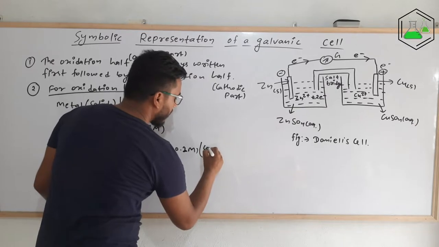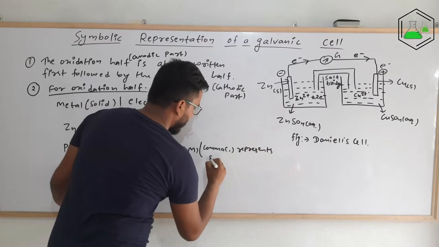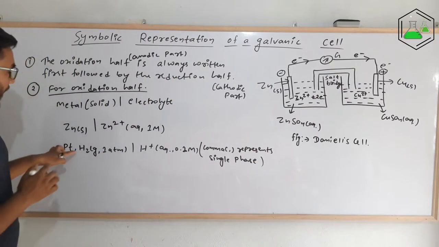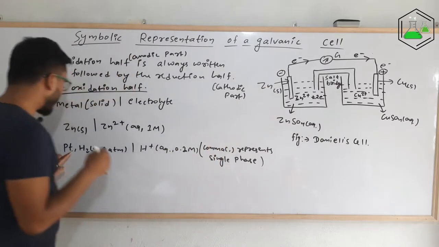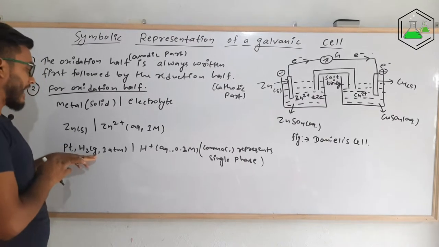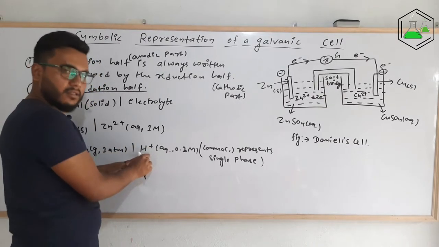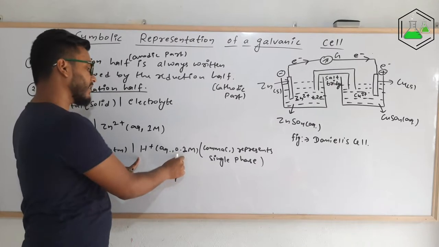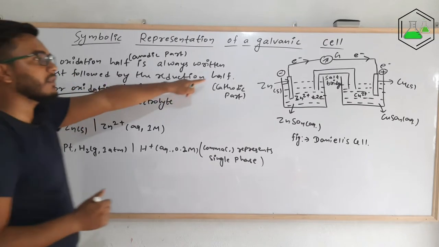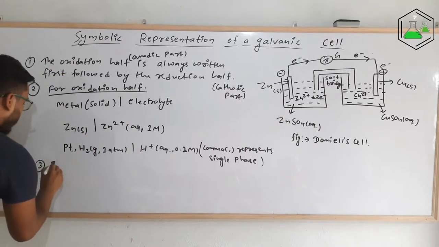Let me write over here. Comma represents single phase. Okay. So platinum is kept over here and hydrogen just gets adsorbed on platinum so that it can go under the oxidation process. This is in gaseous form whose pressure is 1 atmosphere. Then it gets converted to H+, that is aqueous, and its strength is 0.1 M. So this is how we write for the oxidation half, or simply you can say the anodic part. Okay, always the anode is written first. Now the third one is for reduction.